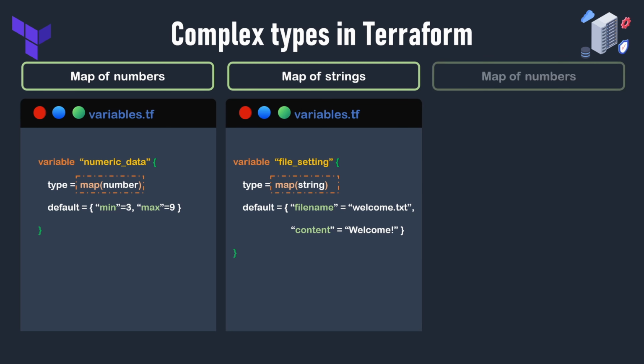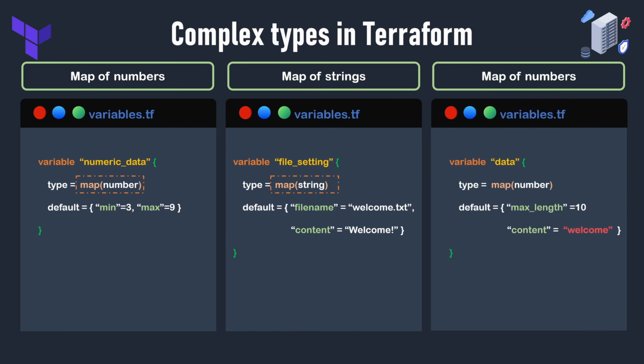And finally, for the last map, it is a map of numbers, and an error will occur while running the Terraform plan or the Terraform apply command because the value associated with the content key is not of type number, it is of type string.